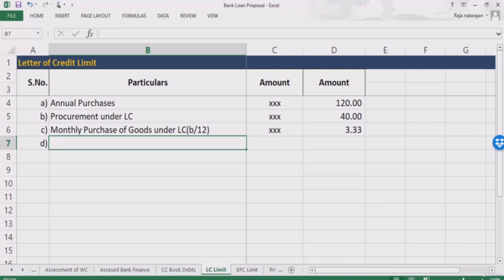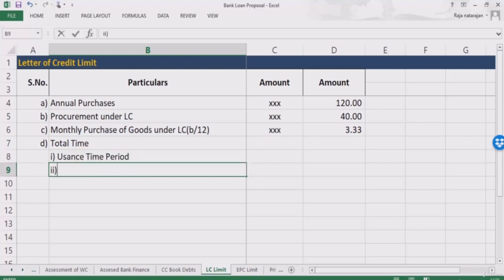LC is issued so that the customer can buy goods on credit. So what is the period involved in this? That is, we should capture total time involved here. Total time, in the sense, two time factors are there. One is usance time period and the other one is lead time period. Usance time period is the credit period given by the supplier to the customer. Lead time period is the time taken by the supplier to execute the order.